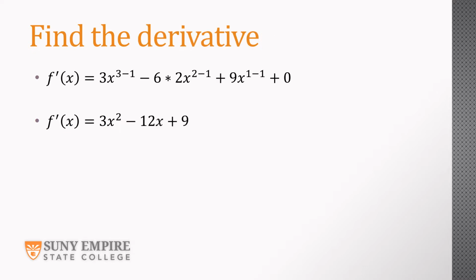To find the derivative, multiply each term by the original power and subtract 1 from the exponent. Also recall that the derivative of any constant value is 0. So we have 3 multiplied by x raised to the power 3 minus 1, minus 6 multiplied by 2, x raised to the power 2 minus 1, plus 9x to the 1 minus 1 power, plus 0. After simplifying, f prime of x equals 3x squared minus 12x plus 9.